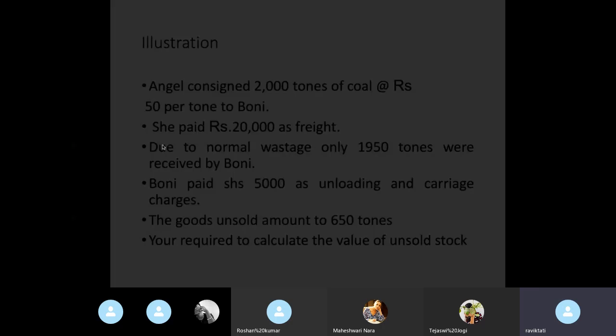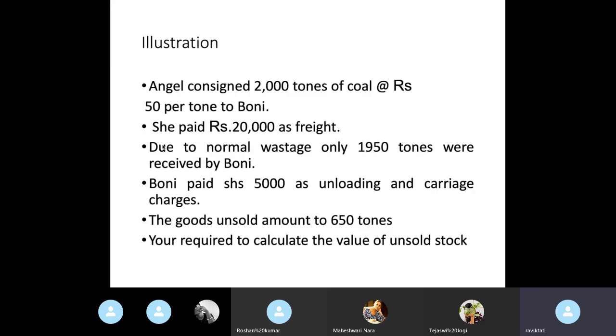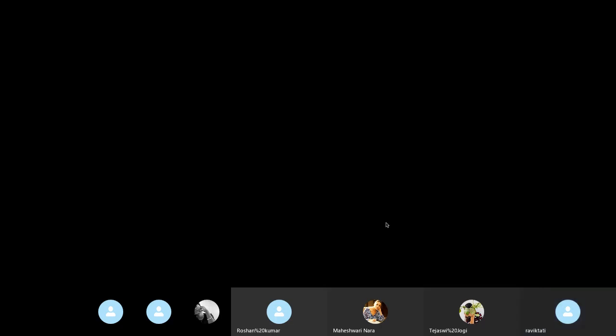Now, Angel consigned 2,000 tons of coal at rupees 50 per ton to Bonnie, and she paid 20,000 as freight. Due to normal wastage, only 1,950 tons were received by Bonnie, and Bonnie paid 5,000 rupees as unloading and carriage charges. The goods unsold amount to 650. Calculate unsold stock.